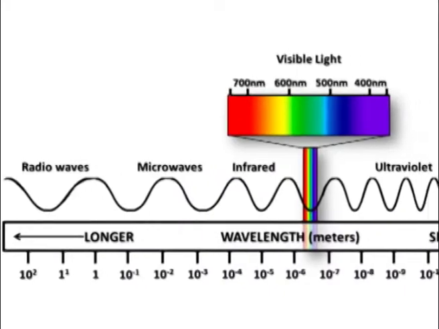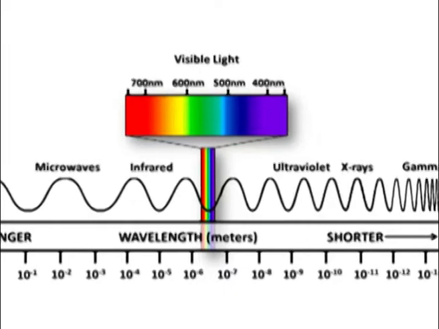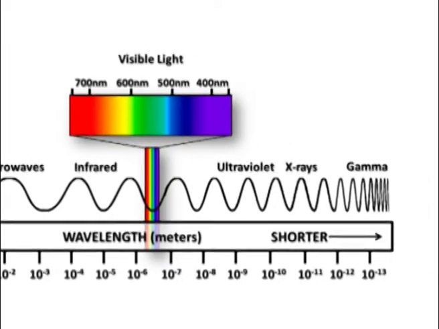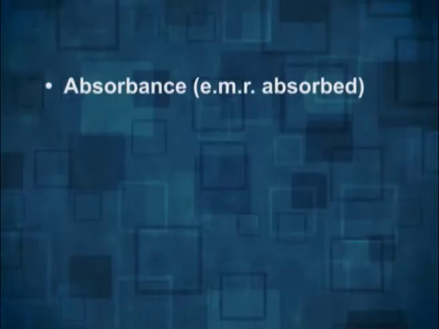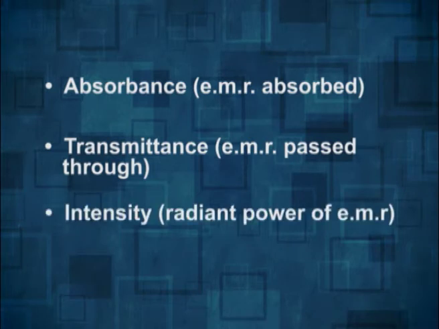Spectrum is the display of the energy level of an EMR as a function of the wave number of electromagnetic radiation energy. The energy level of an EMR may be expressed in any of the following terms: absorbance, EMR absorbed; transmittance, EMR passed through; intensity, radiant power of EMR.